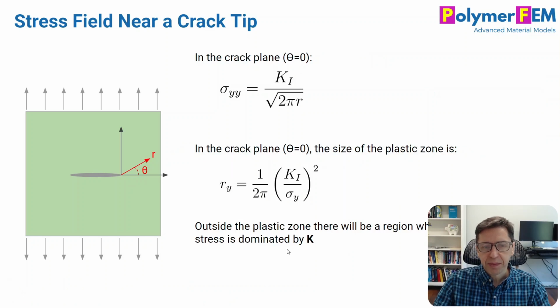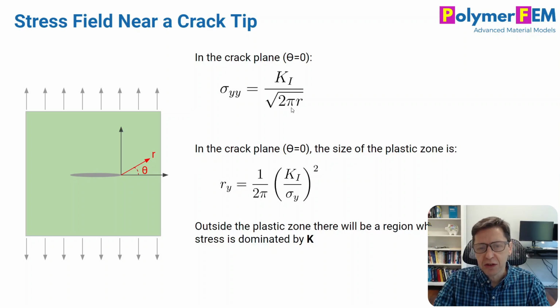And let's look a little bit at the stresses in the plane that's directly in front of the crack. So in the plane, theta is equal to 0. We just put that into the equation on the previous page. We'll see that the opening stress, sigma yy here, is equal to K1 divided by square root of 2 pi r. And clearly, this is a stress that will start at infinity and then decay as r increases.